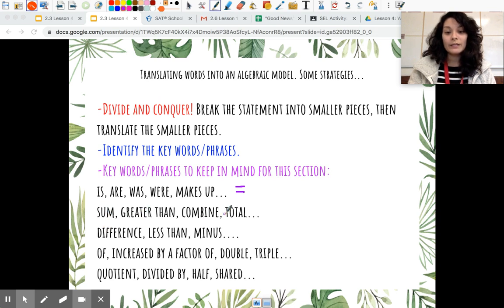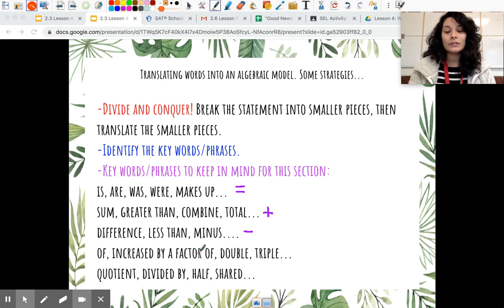Sum, greater than, combine, and total. Hopefully, you know a lot of these words. This is going to translate into the plus operation, the addition operation. Words and phrases such as difference, less than, and minus, that would translate into subtraction.